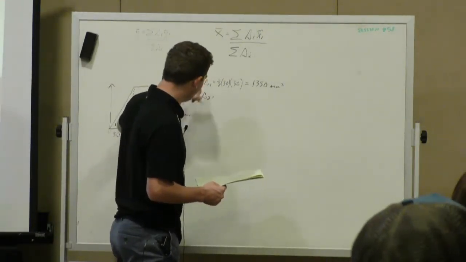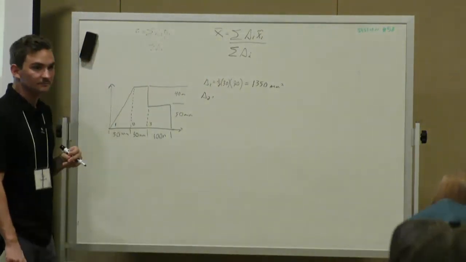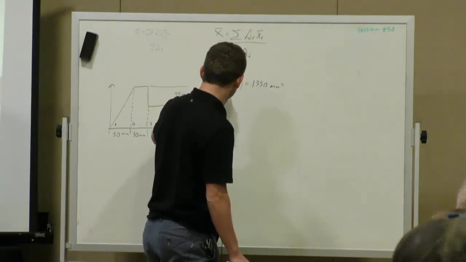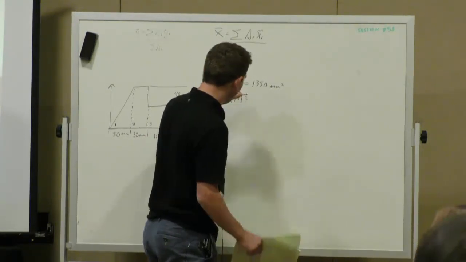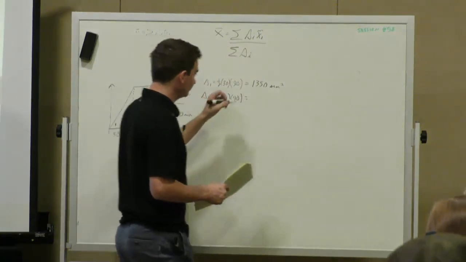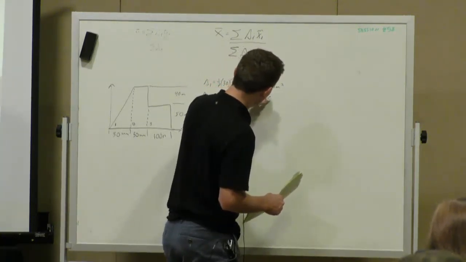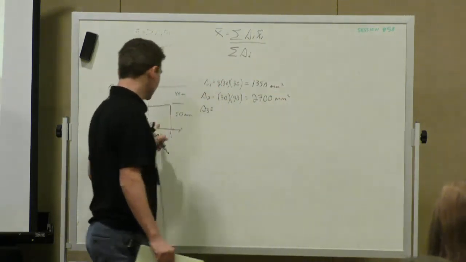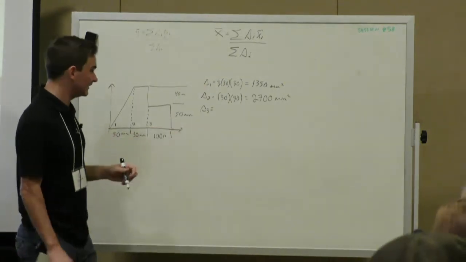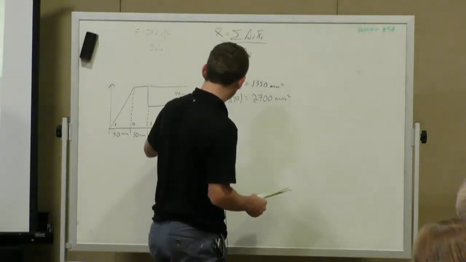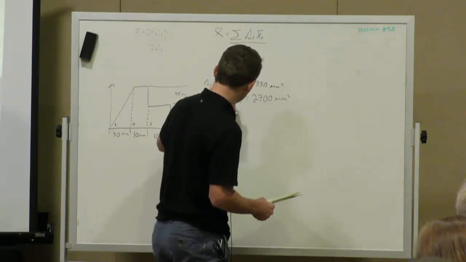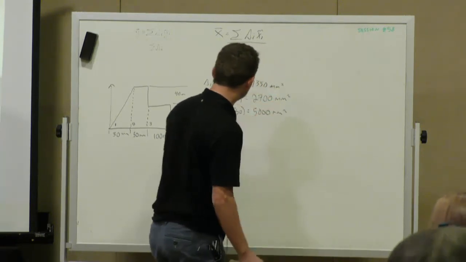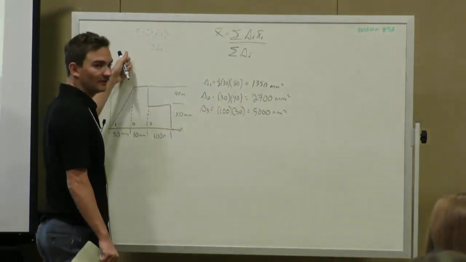So area 2, how do we find the area of 2? Base times height. So 30 times a height of 90. Someone want to plug that in for me? 2,700 millimeters squared. Thank you. And area 3: again, it's base times height, 100 times 50, which is 5,000 millimeters squared.